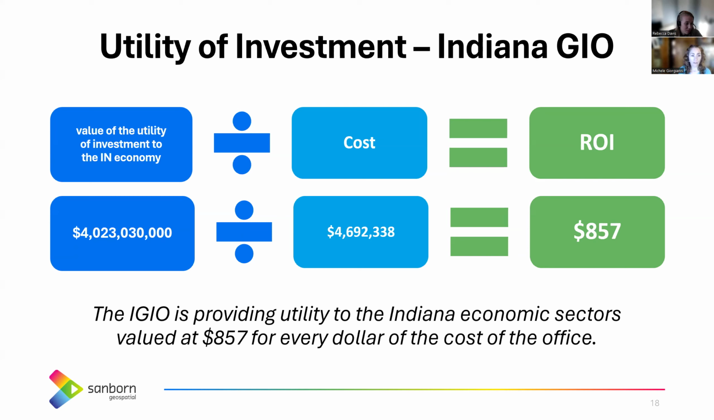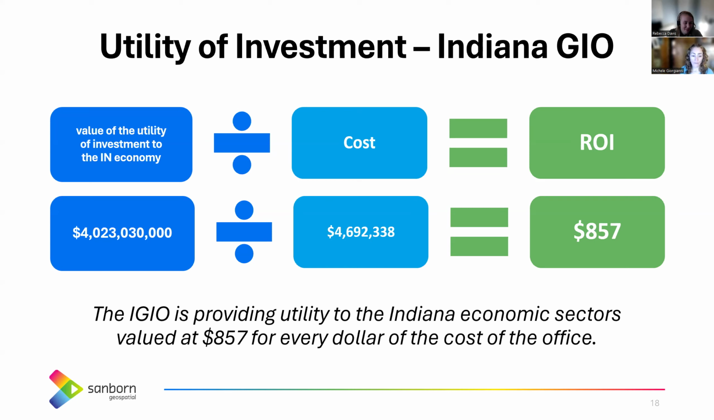So therefore, if you do the math and you do the division, the IGIO is providing utility to the Indiana economic sectors valued at $857 for every dollar of the cost of the office. So it's just another way of describing the value. We could turn that into a percentage by multiplying 857 by 100. It's a really big number, a really big percent. But this is a pretty compelling argument that the office is doing really good things.